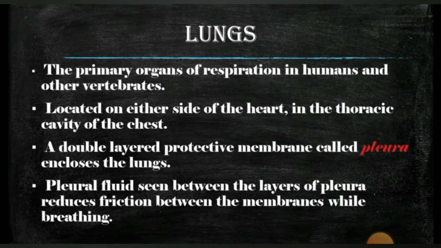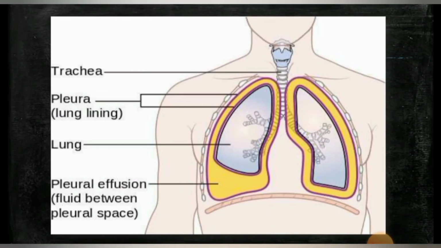It is located on either side of the heart in the thoracic cavity of the chest. A double-layered protective membrane called pleura encloses the lungs. Pleural fluid seen between the layers of pleura reduces friction between the membranes while breathing. Here you can see the lungs are enclosed by a double membrane structure called pleura, and in between the membrane a fluid called pleural fluid is released which reduces the friction between the membranes while breathing.